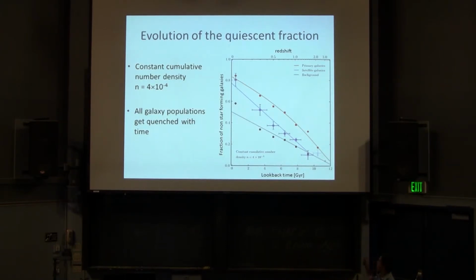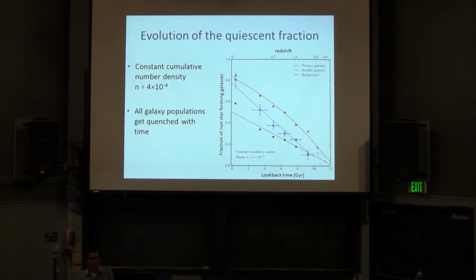There are a few things. First of all, galaxies get quenched with time. So if given enough time, everything is going to be quenched. That's the first thing. Second thing is that if you look at just the background, so these are galaxies in the random apertures, you get, again, this gradual quenching. If you look at the primaries or the centrals, the centrals get quenched more rapidly than the background, which is fine, which is what we expected.